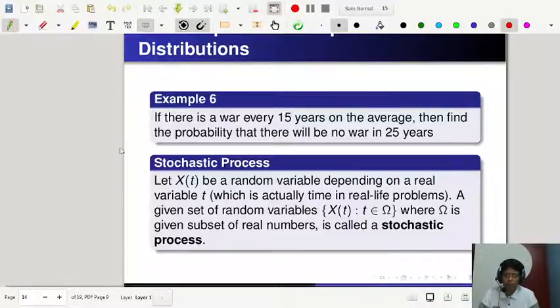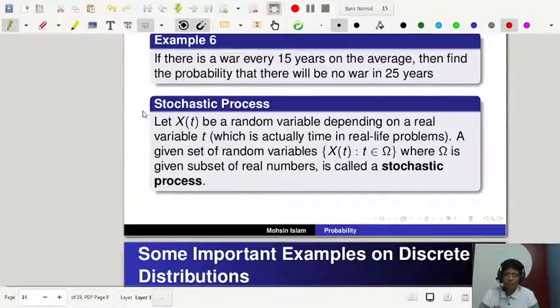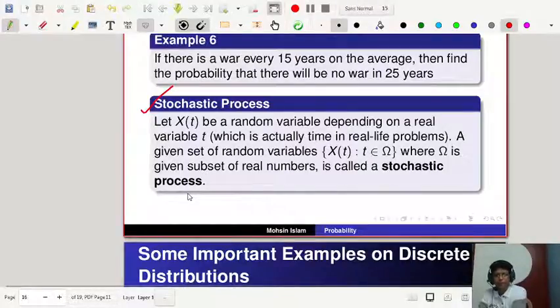So before we solve the problem, let us define what is a stochastic process. A very important concept, right? Let X(t) be a random variable. X is a function of t. X is a random variable depending on a real variable t. Actually, in real life problems, t is the time. A given set of random variables X(t), t belongs to omega, where omega is the given subset of real numbers, is called a stochastic process.